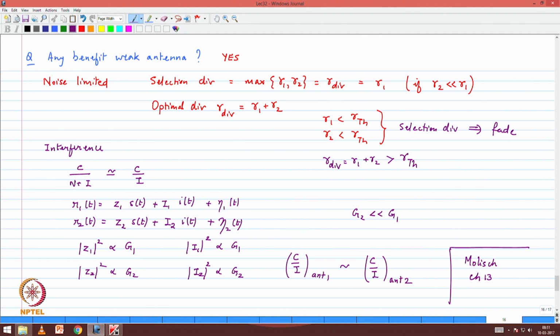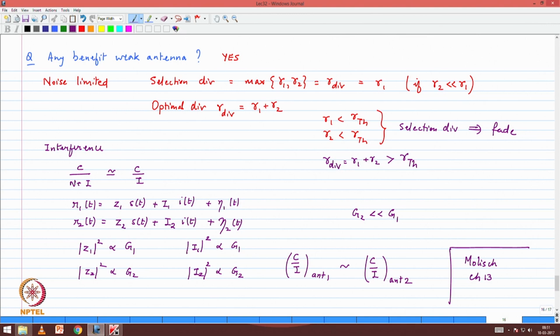So under interference limited scenarios, I would never throw away a weak antenna, because the antenna is also seeing the same carrier to interference ratio. Now, how come for SNR conditions it's bad, but for interference conditions it is not so bad? In fact, it may be a reasonably good option. I want you to think about it. We will pick it up from there and build on it.